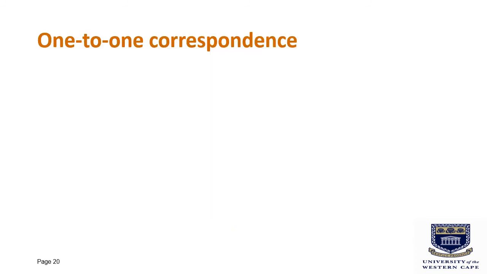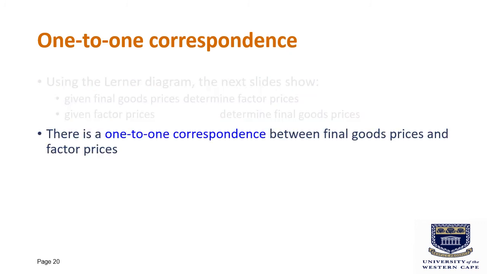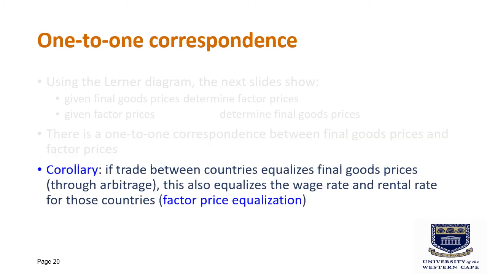The Lerner diagram is going to allow us to show that when given the final good prices, we can actually determine the factor prices. And when given the factor prices, we can actually find the final good prices. So in a sense, it's a one-to-one correspondence between final goods and factor prices. And then we can also look at the corollary of which is called the factor price equalization, which I'm not going to go through again, right? So we can look at all those ideas.